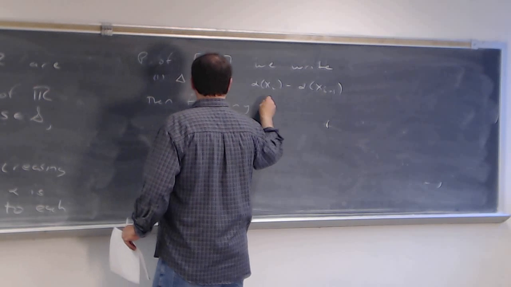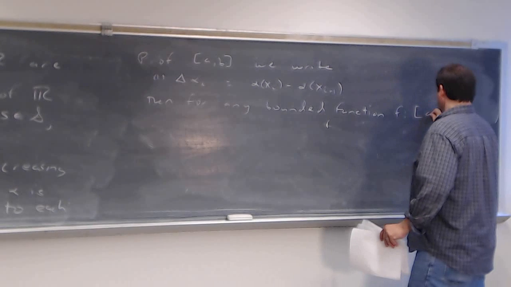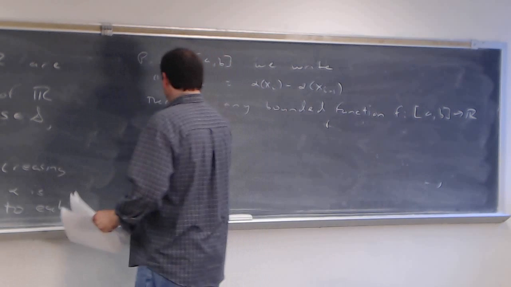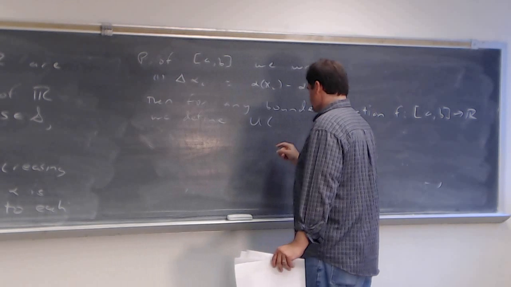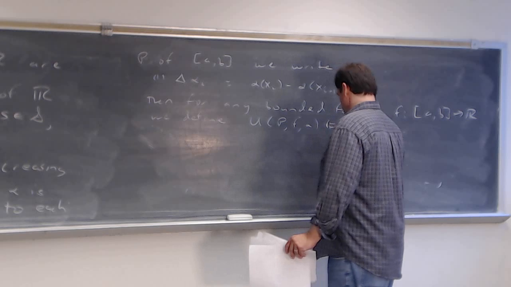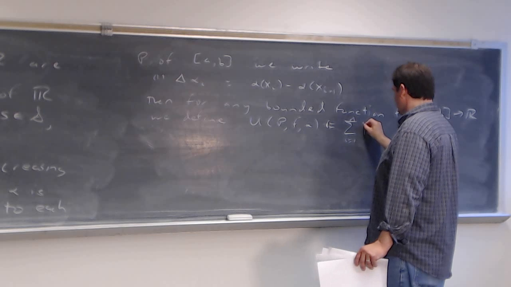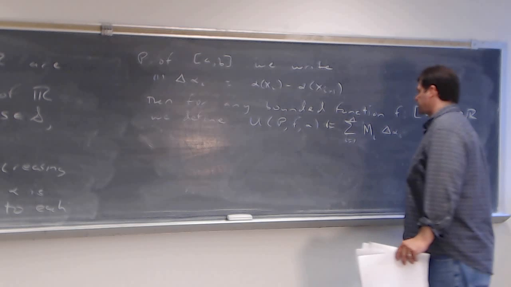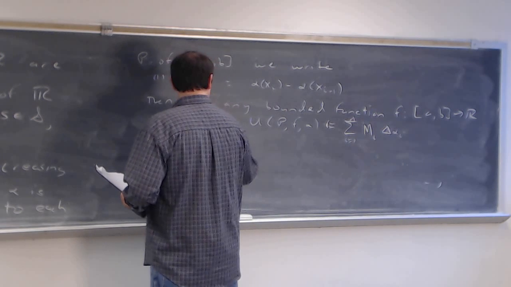And then, for any bounded function f acting from A to B into R, we define, okay, so this U of P, with respect to P, f, and alpha, is going to be equal to the sum, as i runs from 1 to n, of the big M sub i times the delta alpha sub i's. So that's the first definition.